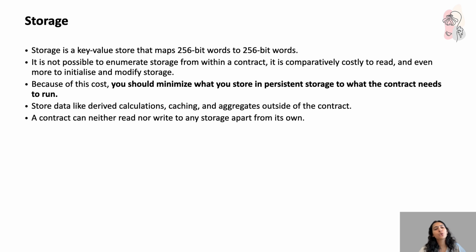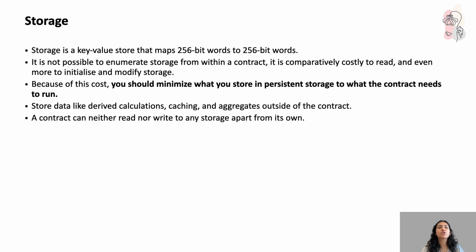So when I talk about storage, we've talked about this before as well. Storage is a key value store that maps 256-bit words to 256-bit words. Key value, key is also a 256-bit word, and your value is also a 256-bit word. It is not possible to enumerate storage from within a contract. It is comparatively costly to read and even more to initialize and modify storage because storage is directly done on the blockchain itself.